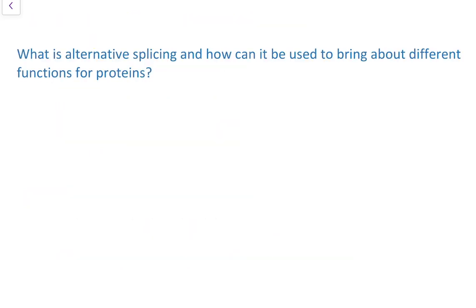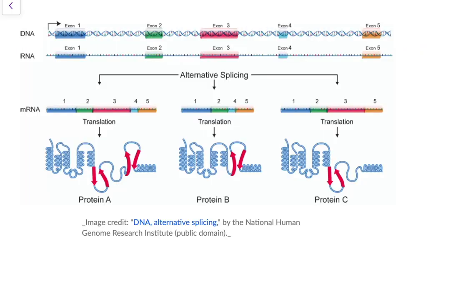Our next question is, what is alternative splicing? And how can it be used to bring about different functions for proteins? Let's have a look at this picture here. And again, don't get overwhelmed. There's a lot of stuff on this picture, but let's just follow it through. So we start with DNA, which has regions that are coding for amino acids. But in between them are regions that are non-coding. These are our introns. And these can be removed.